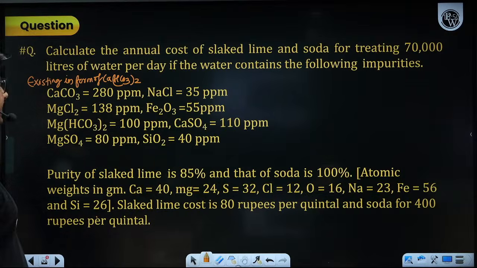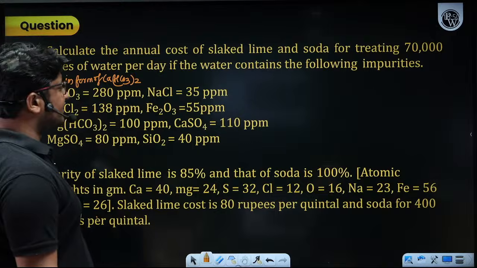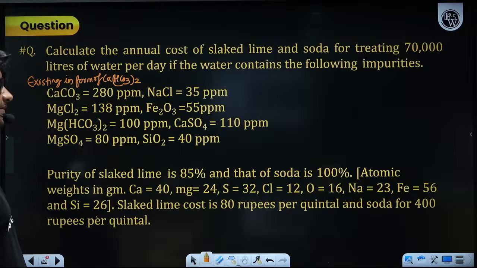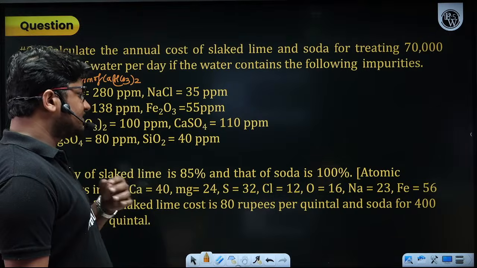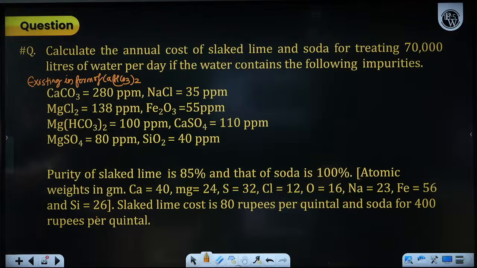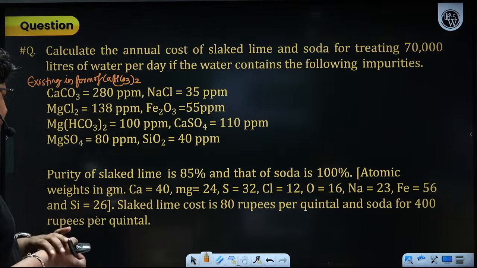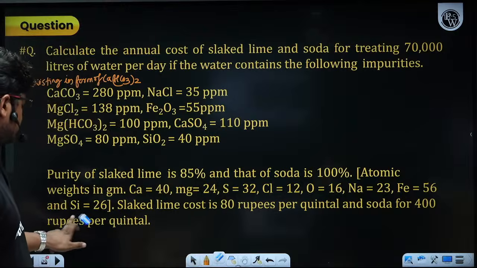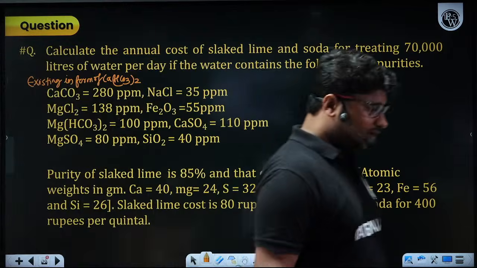MgCl2 is given as 138 ppm. Fe2O3 is given as 55 ppm. Mg(HCO3)2 is given as 100 ppm. CaSO4 is given as 110 ppm. MgSO4 is given as 80 ppm. And SiO2 is given as 40 ppm. That is what is given to you. Now the purity of slag lime is 85% and that of soda is 100%. The slag lime cost is 80 rupees per quintal and the soda is 400 rupees per quintal. This is what you are having.